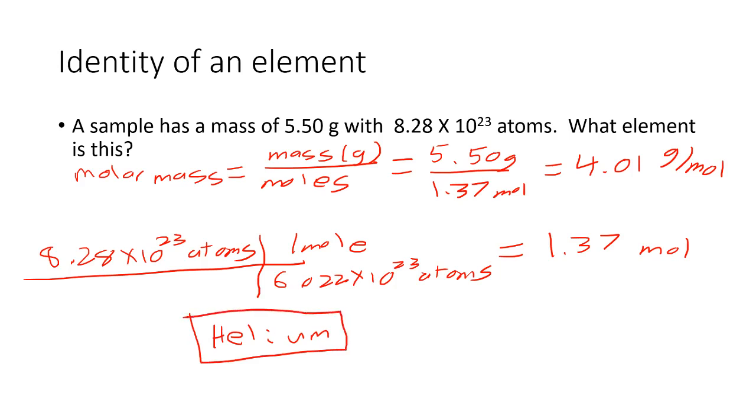Note that we've also told you that it is just one element. Obviously, you could have a sample with multiple things mixed together, and then we would have to do some more work to figure out what it would be based on the molar mass of the sample overall. So that'll conclude the Chapter 1 problems. Hopefully that helps out some.